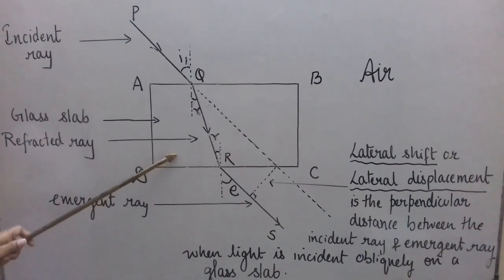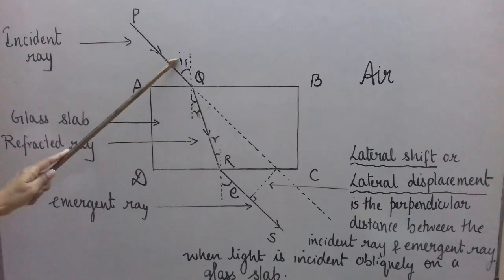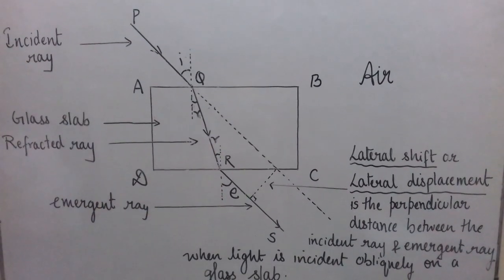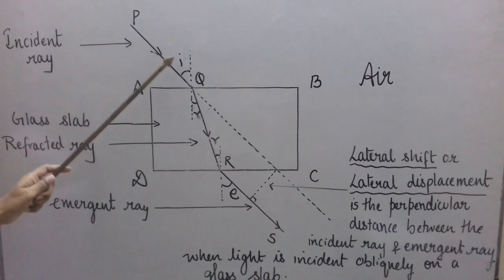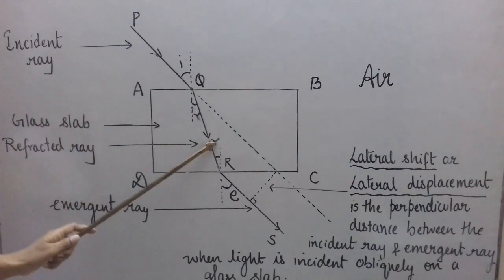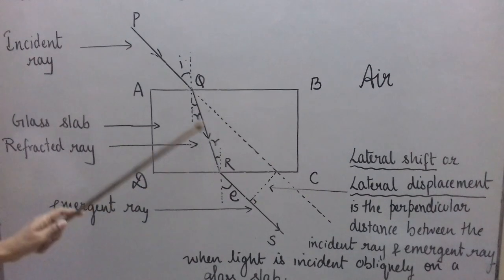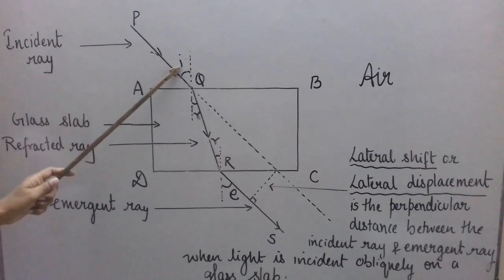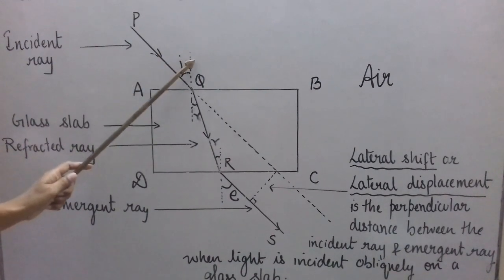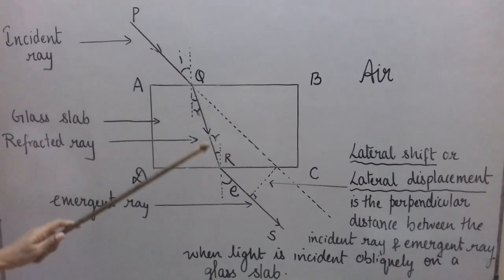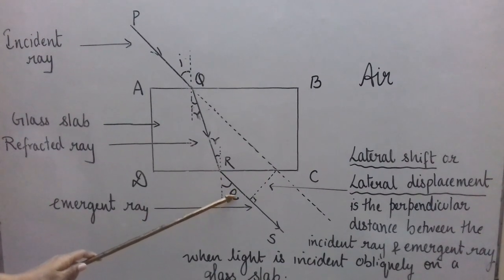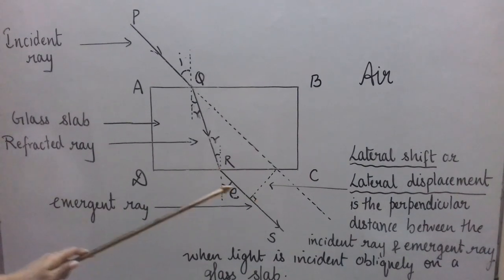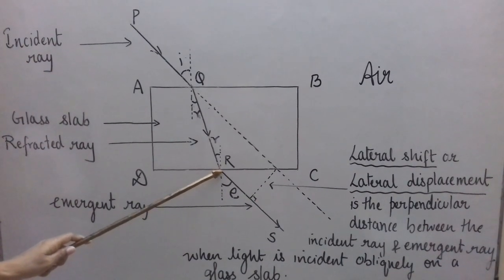Now we can see here, students, initially I had written I1, R1, I2, R2, but now I have changed these letters because this is now the incident ray, so I'll call this the angle of incidence, the angle between the incident ray and the normal at the point of incidence. This I have named E because this is now the angle of emergence, the angle between the emergent ray and the normal at the point of emergence.